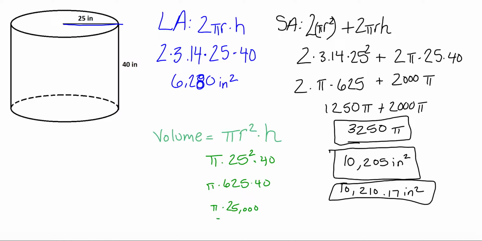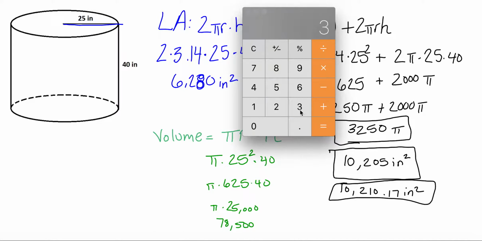because that's most common what we see. And I get 78,500 on my calculator. I just want to verify. For some reason, I just feel like I should have more decimals than I do. 3.14 times 25,000. All right.